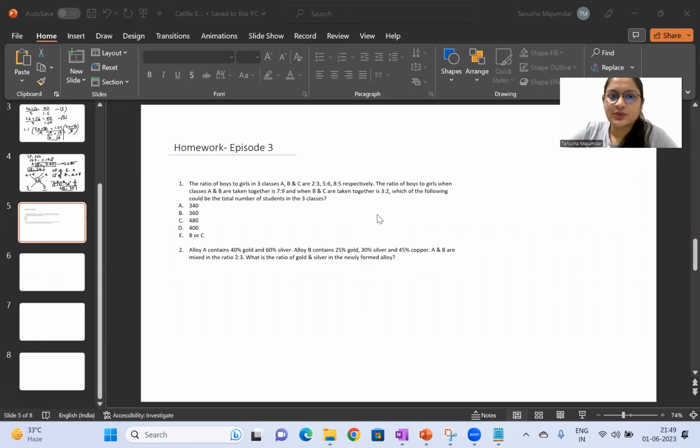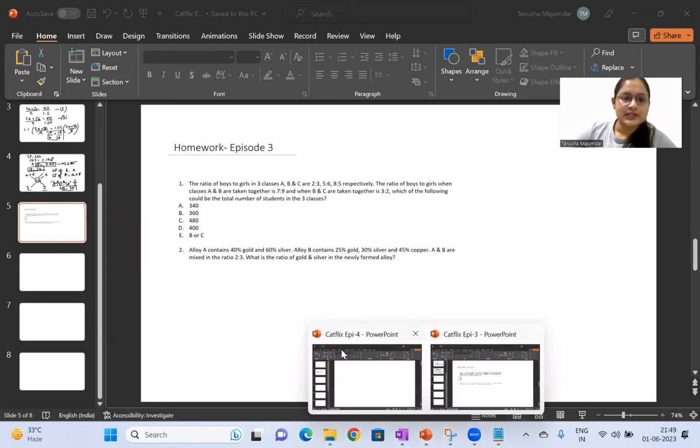Basically, the ratio of boys to girls in three classes A, B, and C are 2:3, 5:6, 8:5 respectively. The ratio of boys to girls when classes A and B are taken together is 7:9, and when B and C are taken together is 3:2. Which of the following could be a total number of students in the three classes? And then you have five options. Okay, so let's solve this first.